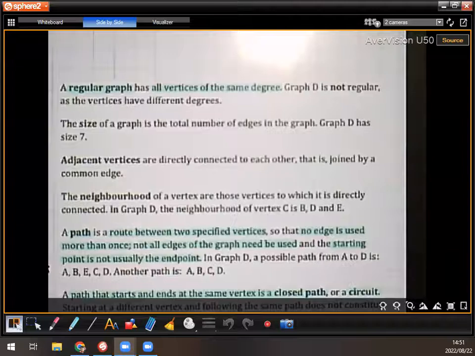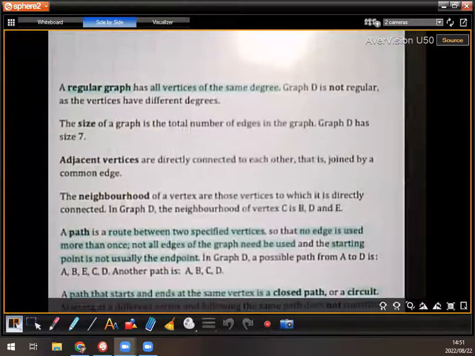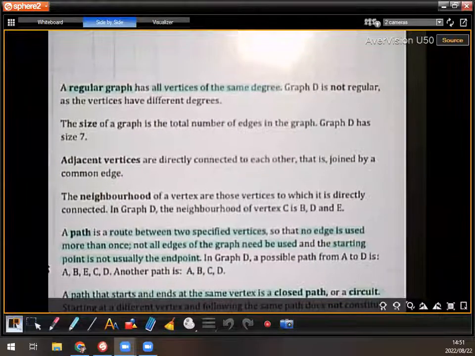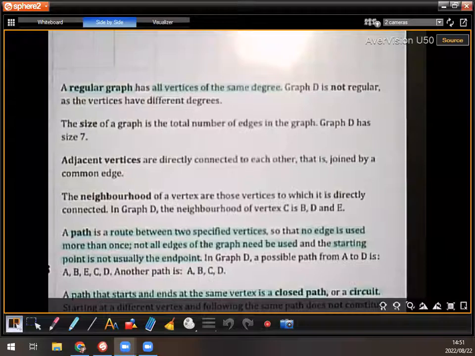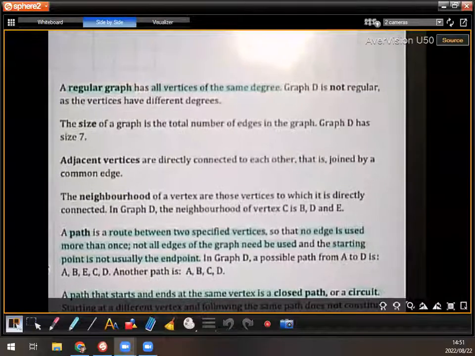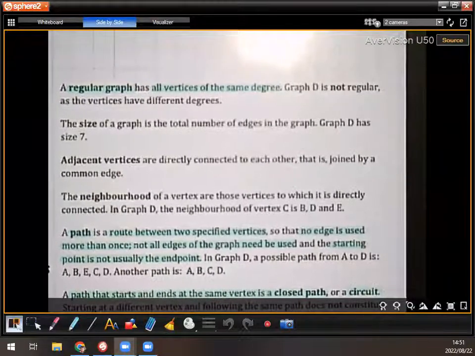Surely. Surely it would be. Yeah. Well, anything with outlines going in between. Yes. Okay. I don't think that's a term. I think they'll just ask you, is it regular, yes or no?